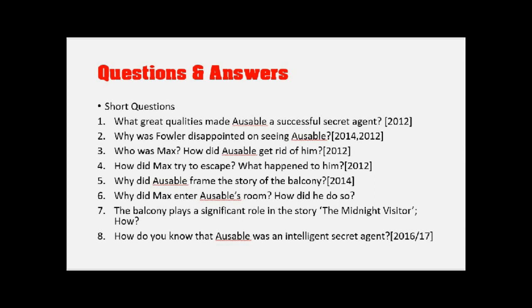How did Max try to escape? What happened to him? Now Max was very scared of the police, thinking that the person knocking on the door was the police, and so he jumps out of the balcony. He puts one leg out and then he jumps, thinking that there would be a balcony underneath to protect him, but indeed he falls down 6 floors and dies.